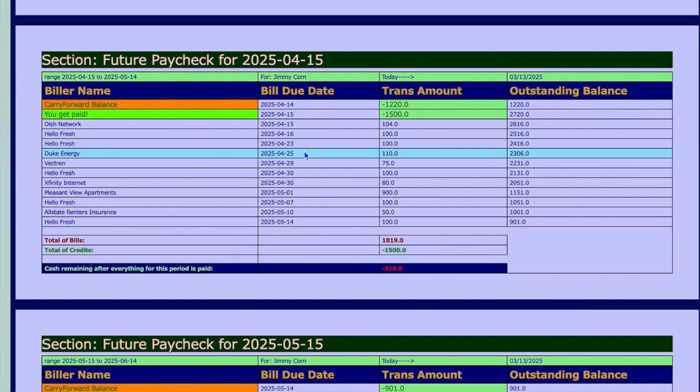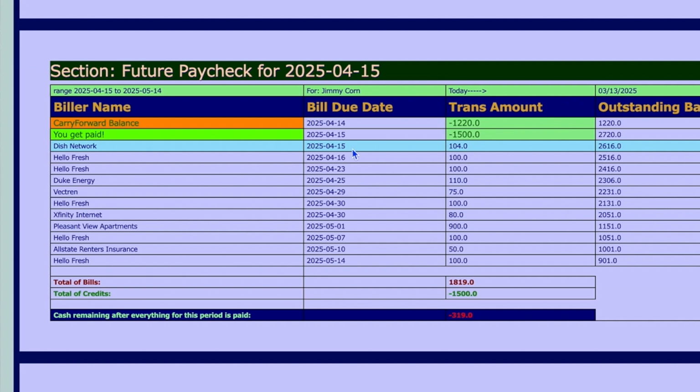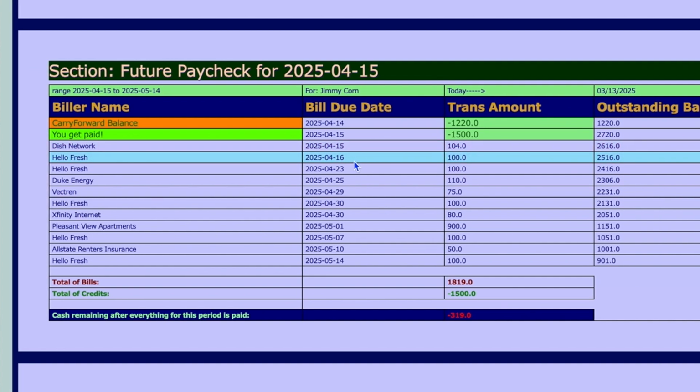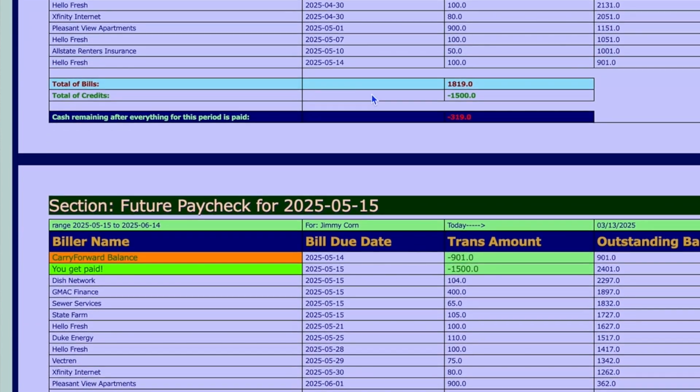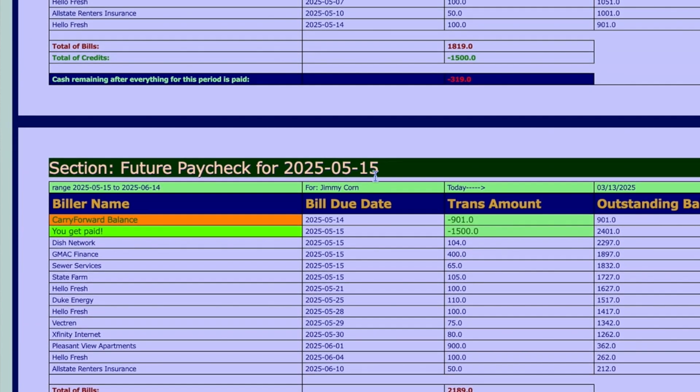If we look at the next paycheck period, there are some bills that it's determined would be due. This Dish Network was due April 15th. HelloFresh, because it's weekly, there'll be one that's payable on the 16th and one on the 23rd. And then the Duke Energy electric bill, the gas bill for Vectren, another week of HelloFresh. Because we're paid monthly now, it wraps any bills for the entire month in each one. Just like the 15th was when we get our next monthly paycheck, all the bills for those periods will be in there.